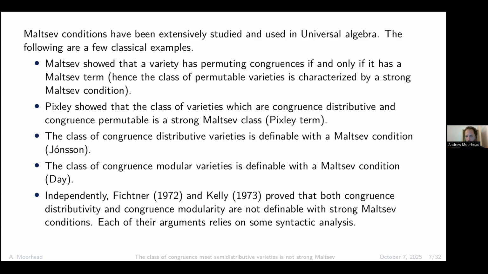And I want to point out that each of their arguments appears to be some syntactic analysis of the actual conditions, showing that we don't have some collapse in the chain of descending conditions.